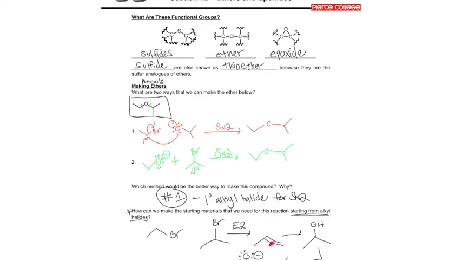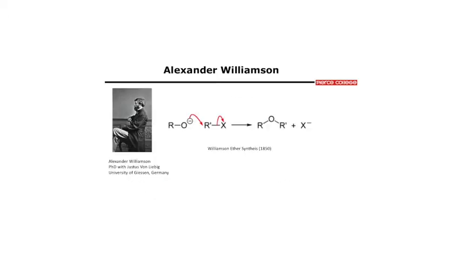Go ahead and start here, eliminate, and hydration, Markovnikov hydration, followed by deprotonation. This gives us our nucleophile to react with our substrate. I'm going to write a general template for that reaction we just did to make an ether. So if we have some sort of alkoxide and we add an alkyl halide, preferably primary, then we get an ether.